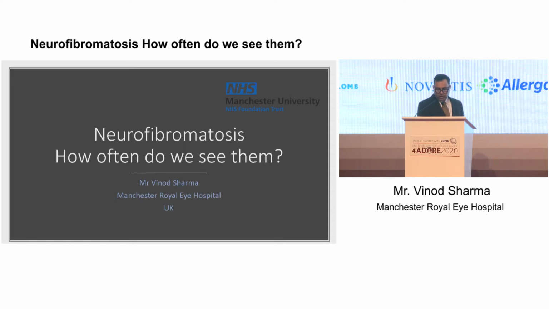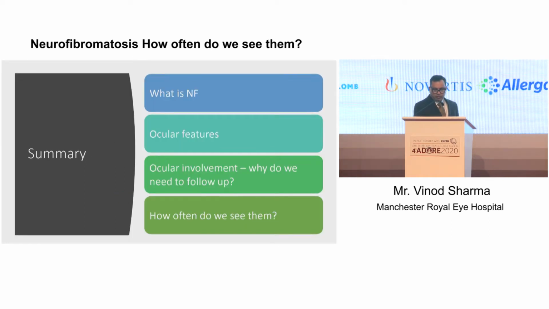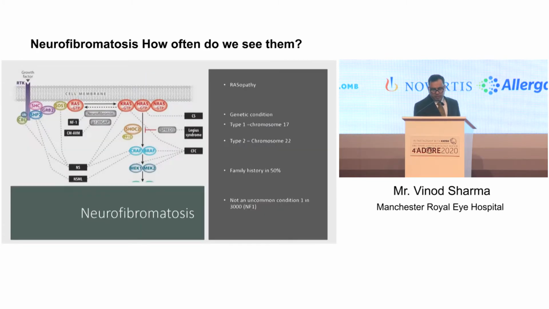So neurofibromatosis, how often do we see them? Quickly I'll go through what is NF, what are the ocular features, and when there is ocular involvement, why do we need to follow them, and how often do we see them?